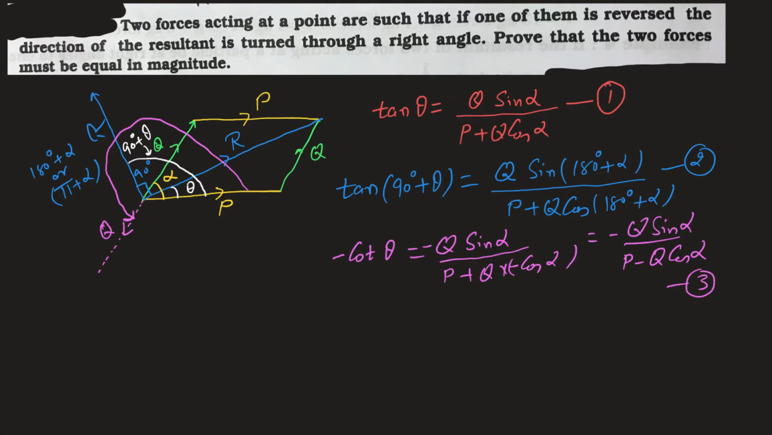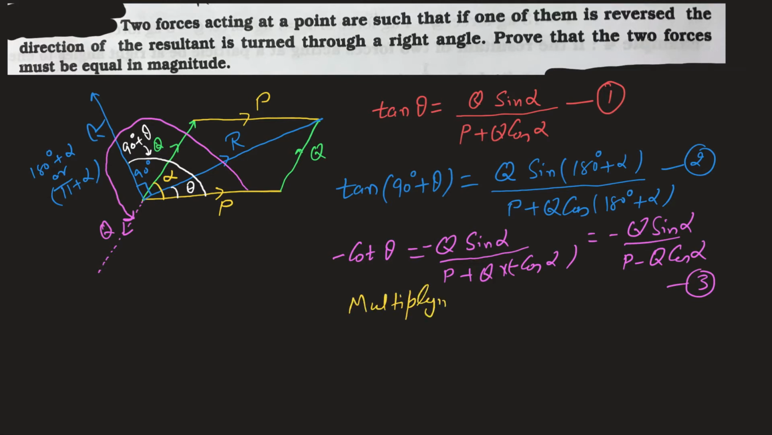So now we have to prove that the forces must be equal in magnitude. Now we have tan theta here, and here is cot theta. Cot theta is 1 by tan theta. So there is one possibility that we could multiply both these equations. In that case this and this will cancel out. I am not going to leave this opportunity, and I am going to multiply them.